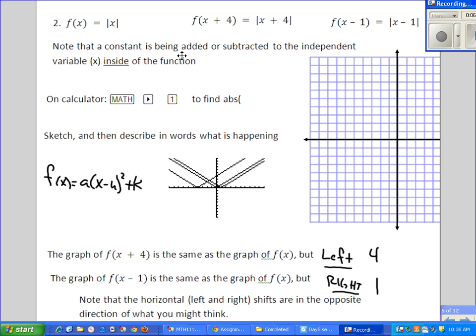So here the constants are being added or subtracted to the independent variable, the x, inside the function. The basic absolute value of x is a V-shaped graph with its vertex at the origin. The absolute value of x plus 4 is the same graph, but shifted left 4, whereas the absolute value of x subtract 1 is this one right here, shifted right 1. So these horizontal shifts, left and right, are the opposite direction of what you might think at first when you look at the function. So x plus 4 is going to shift it left, x subtract 1 is going to shift it right.